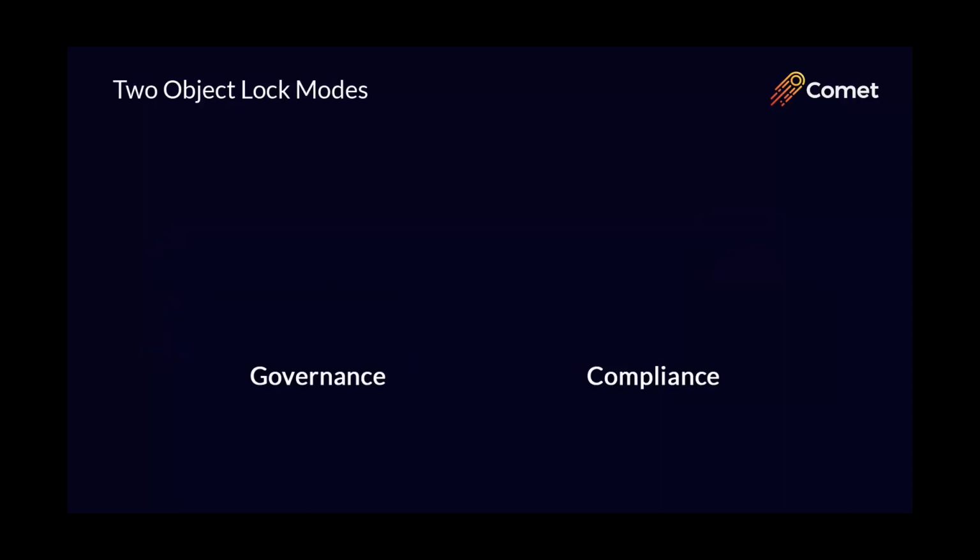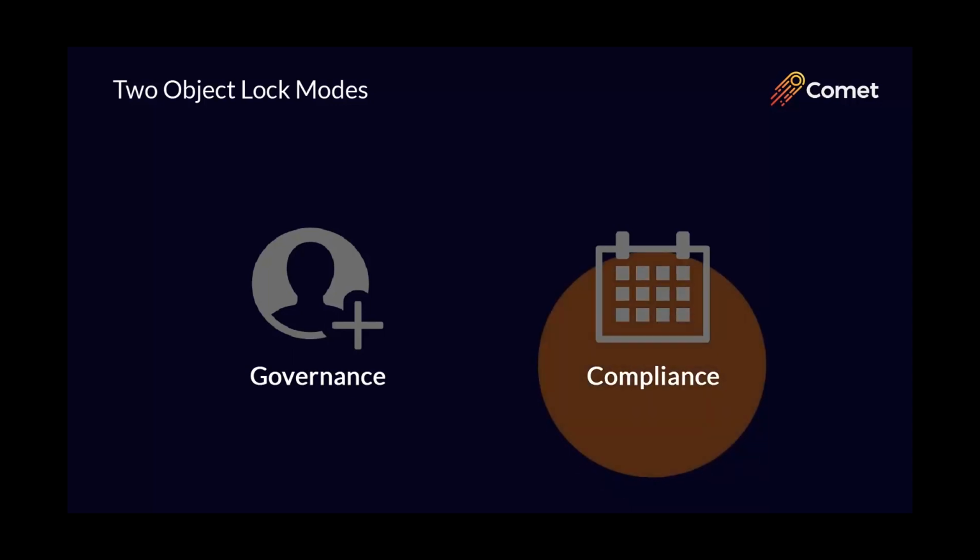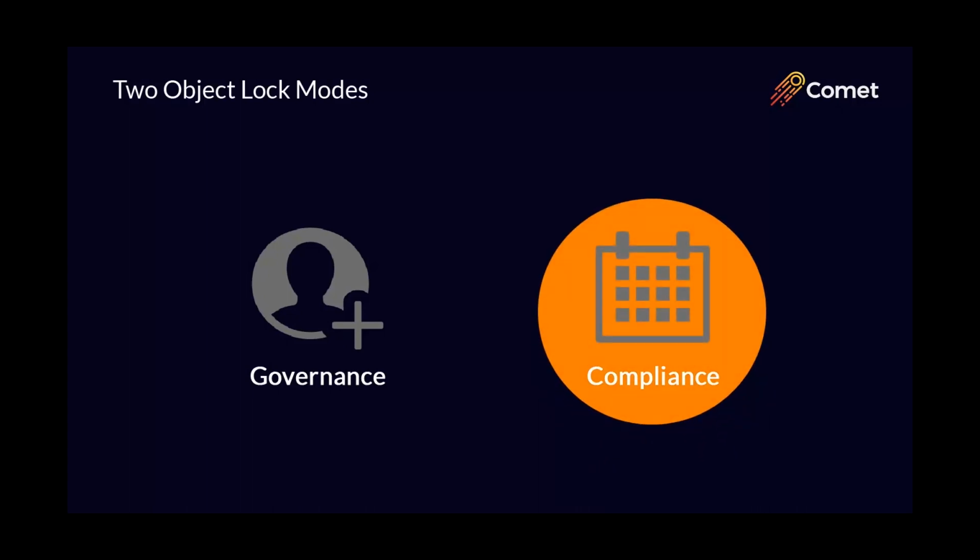S3 object locking has two retention modes. Governance, which is permission-based, so a user with special permissions will be able to overwrite the lock, and compliance, which is time-based, so any user can't remove the lock within the retention period. Comet makes use of compliance mode object locking.